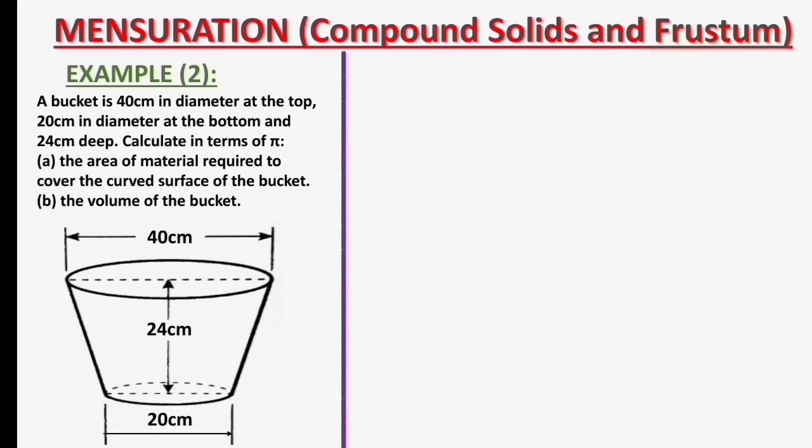Let's solve our second question. A bucket is 40 centimeters in diameter at the top, 20 centimeters in diameter at the bottom, and 24 centimeters deep. Calculate in terms of pi. Question A. The area of material required to cover the curved surface of the bucket. Question B. The volume of the bucket.